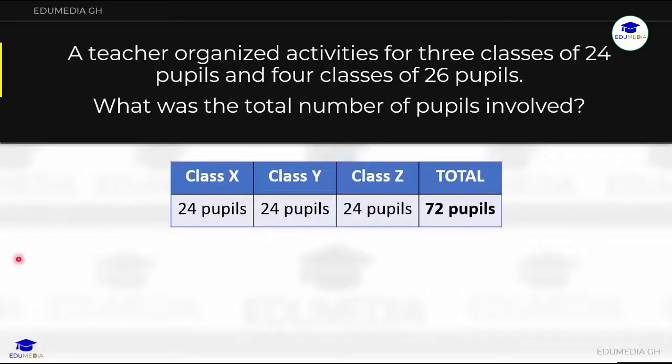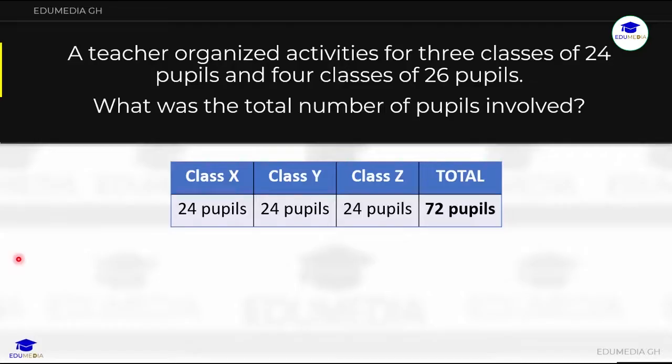So here I have class X, class Y, class Z. Each of these classes has 24 pupils. So the total of these classes is 72 pupils. Mind you, each of these classes has 24 pupils, and not all the classes put together having 24 pupils in total, but rather each of them has 24 pupils.